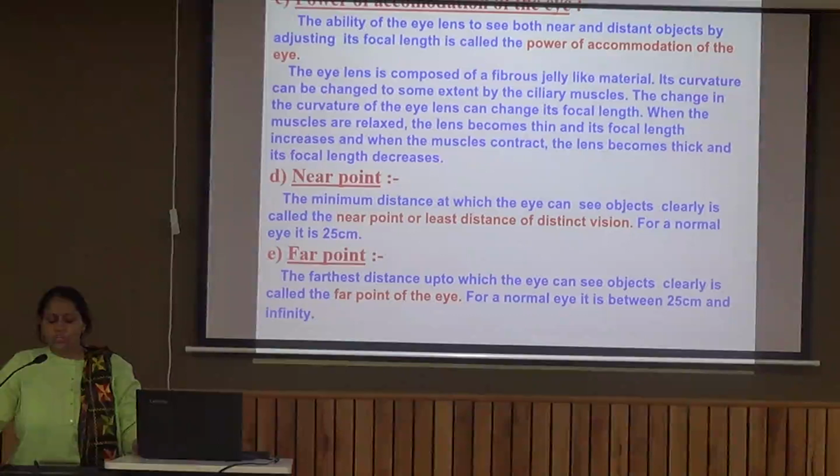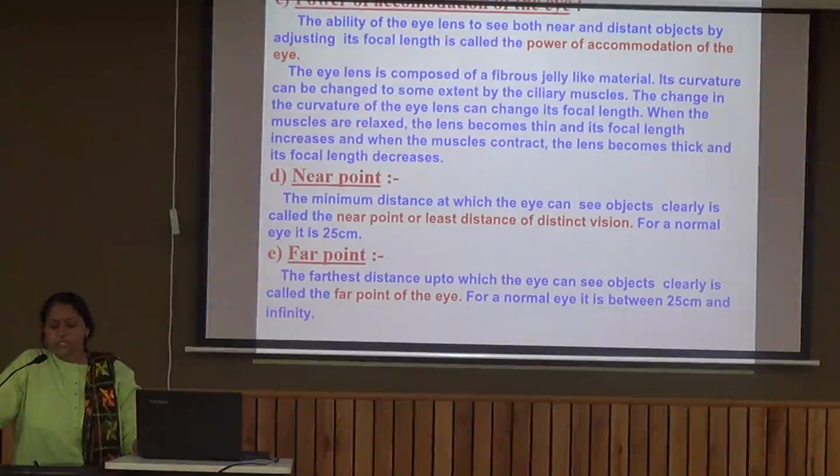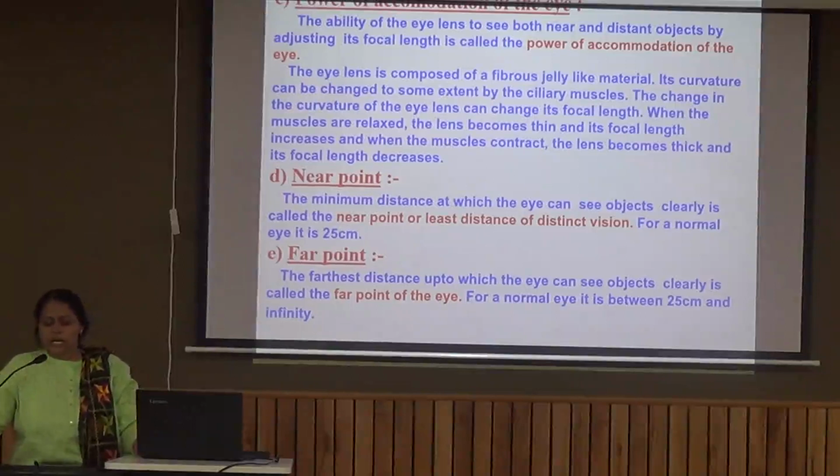The change in the curvature of the eye lens changes its focal length, and when the muscles are relaxed, the eye lens becomes thin and its focal length increases. But when the muscles are contracted, the eye lens becomes thick and its focal length decreases. So the focal length of an eye lens can be changed by relaxation and contraction of the muscles.